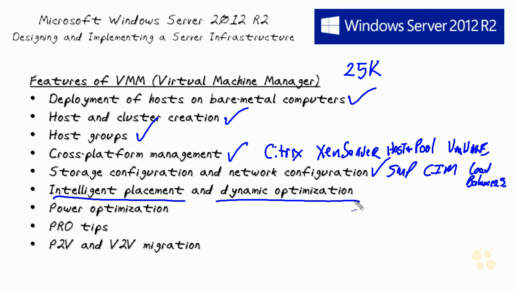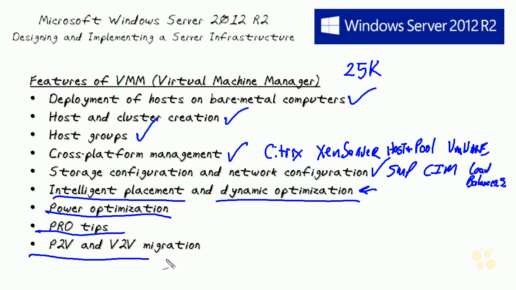So you can do core resources like CPU, memory, disk, and network utilization. You can put thresholds in place and then it will balance those out in the VMM environment. And then of course you've got power optimization, the same thing. You can have power thresholds that you can specify. Pro tips, that's your performance and resource optimization. That means you can do preset remediation based on alerts.